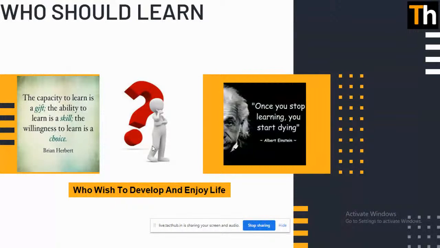Frankly speaking, even though I have some very high qualification, still I will say that it gives a base. It doesn't give anything without practice. I have 35 years of experience, still I will stick to this. The capacity to learn is a gift. The ability to learn is a skill. The willingness to learn is a choice. And remember well, once you stop learning, you start dying. Those who wish to develop and enjoy life will learn. And definitely everything will come: the status, money, and the people will think about you.